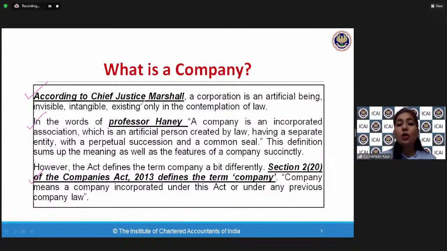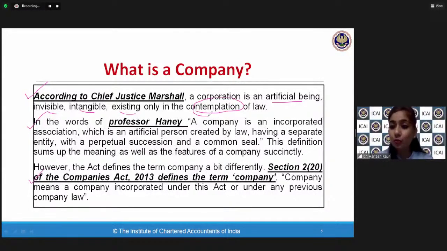The first one, according to Chief Justice Marshall. Chief Justice Marshall is the person who has given a definition. He says, a corporation is an artificial being, invisible, intangible, existing only in the contemplation of law.